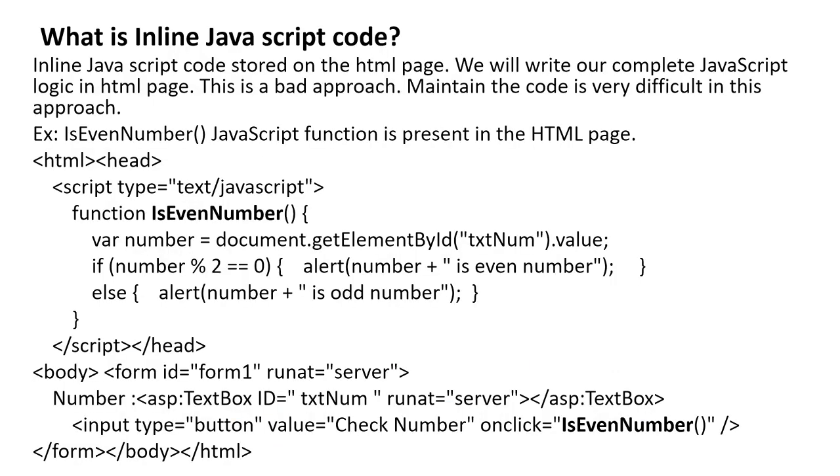What is inline JavaScript code? Inline JavaScript code is stored on the HTML page. We write our complete JavaScript logic in the HTML page. This is a bad approach. Maintaining the code is very difficult in this approach. Suppose we have to use 1000 HTML pages. If we implement any logic, then we have to write the code in 1000 places. So this is very difficult to manage in our application.